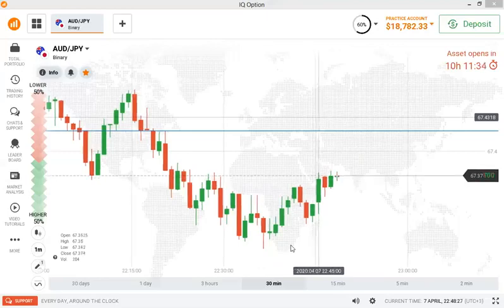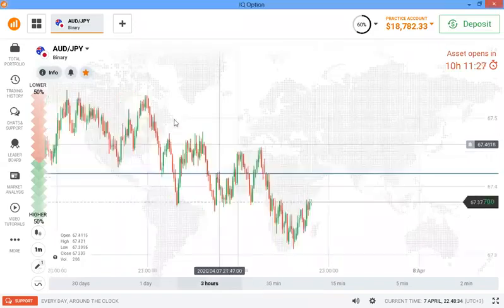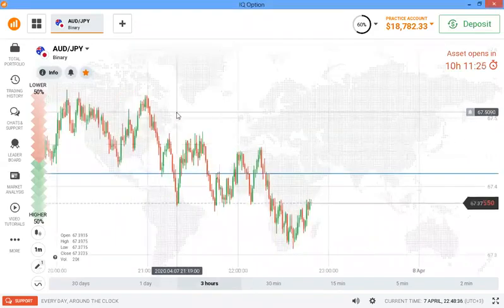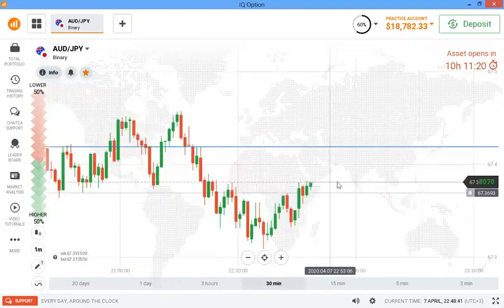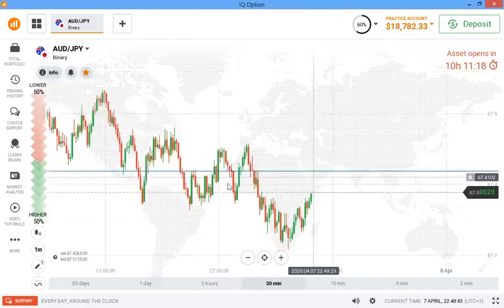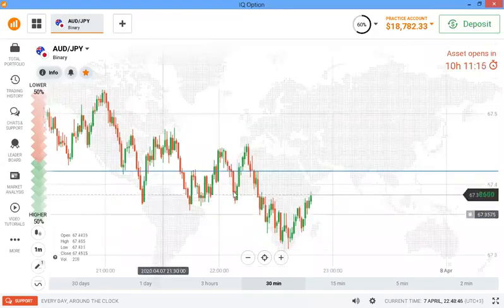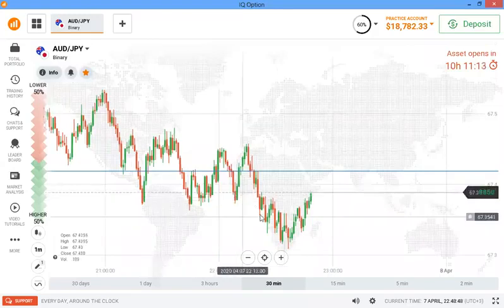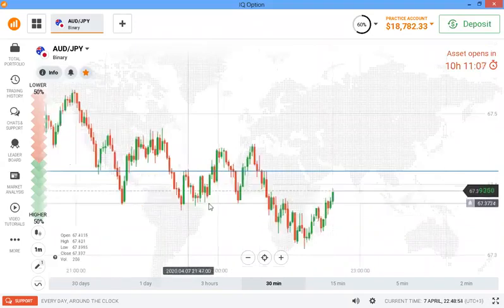Now, the main point there is how do you draw SNR levels? Like I told you, before you draw SNR levels, first check the trend, check the current market direction, and check the levels on the left side. Like I said, any turning point that you see on the chart is a level. This is a level, this is a level, this is a level.